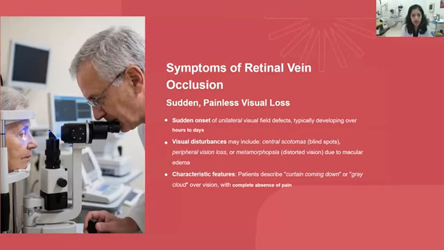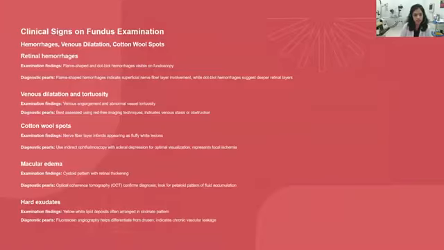A characteristic feature: sometimes patients may complain about a curtain coming down or a gray cloud over the vision, with a complete absence of pain. So whenever a patient presents to you in OPD, and I had a lot of questions even before the webinar, optometrists asking what should we do to make sure that we don't miss these patients. Any patient complaining of sudden painless visual loss, we have to make sure we're ruling out retinal vein occlusions. Again, I will show you more pictures later. Clinical signs will include retinal hemorrhages, venous dilatation and tortuosity, cotton wool spots, macular edema, hard exudates, etc. Let's talk about this one by one.